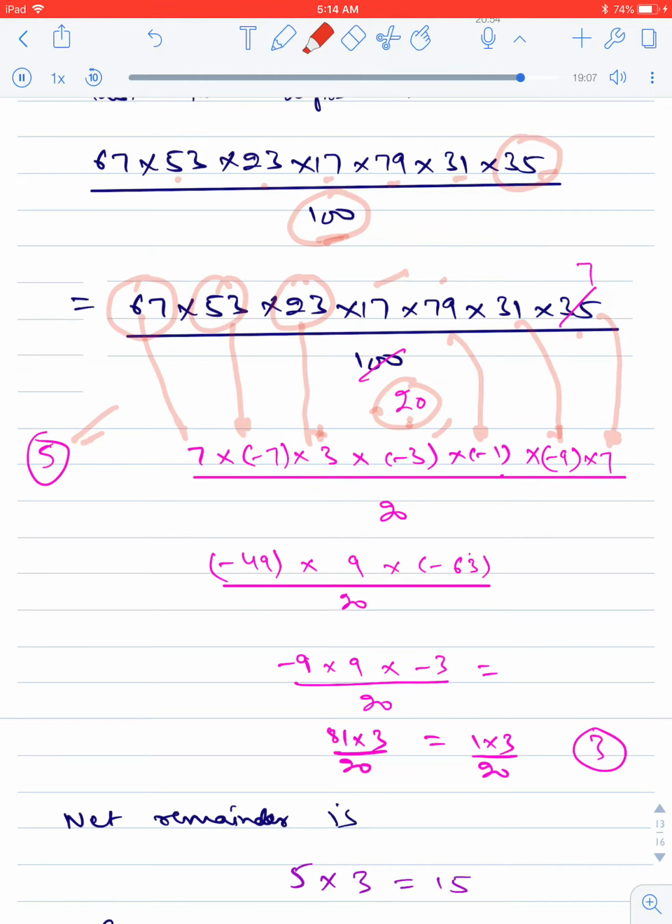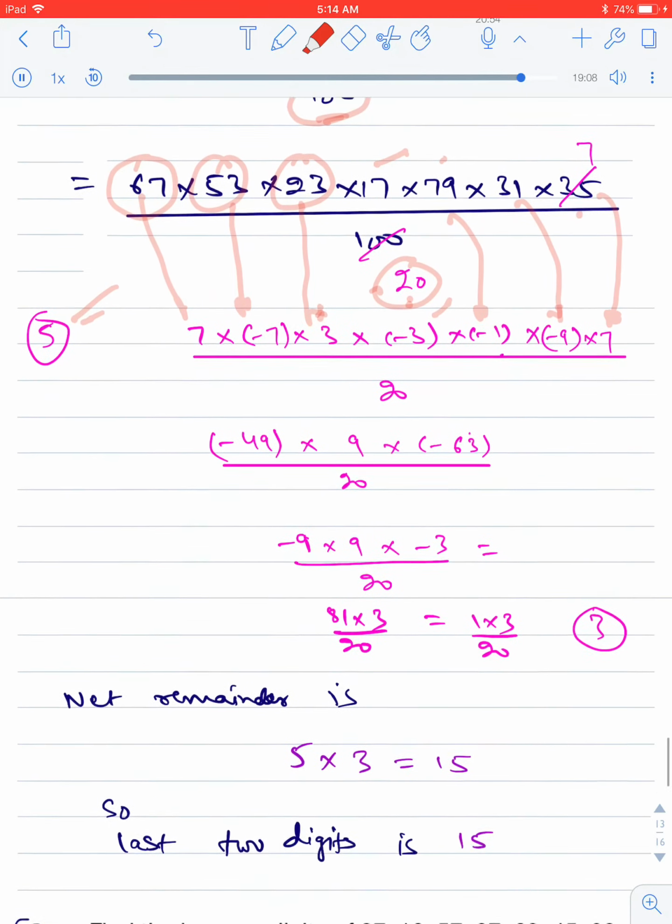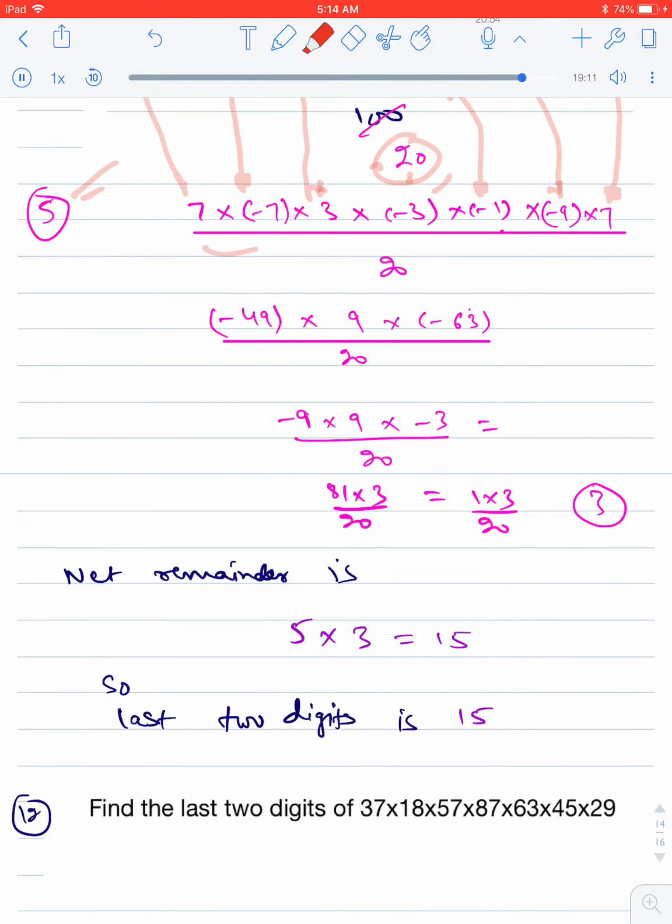So, and next the 7 here. Now 7 into minus 7 is minus 49. 3 into minus 3 into minus 1 is 9. Minus 9 into 7 is minus 63. So minus 49, when we divide this by 20, we get minus 9. Again this is 9, then this is minus 63 means minus 3. Negative into negative is positive, we get here 9 into 9 is 81. 81 into 3 by 20. 81 leaves the remainder 1, we get 1 into 3. So net here remainder is 3.